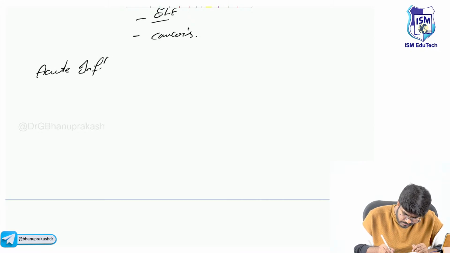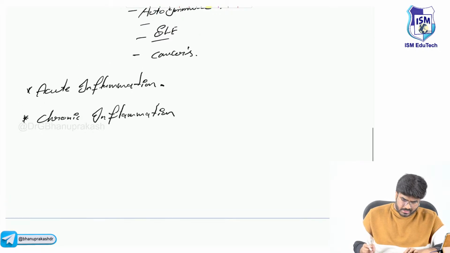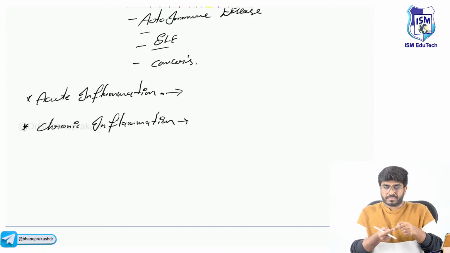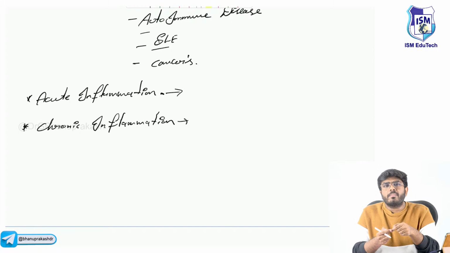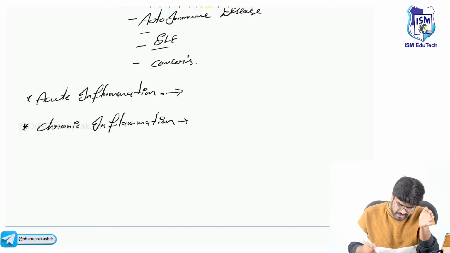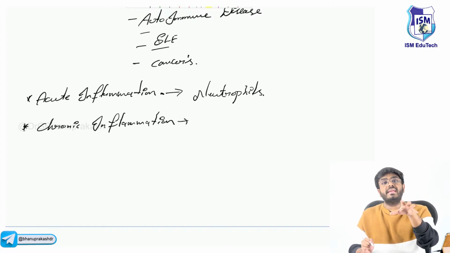Acute inflammation. What is the difference between acute and chronic inflammation? One thing, see, if I am having acute inflammation, do you know what is the most important cell involved in this process? Very important FMG MCQ as well as a PG MCQ. The cell which is involved in acute inflammation is the neutrophil. So neutrophils are the cells that mediate acute inflammation.